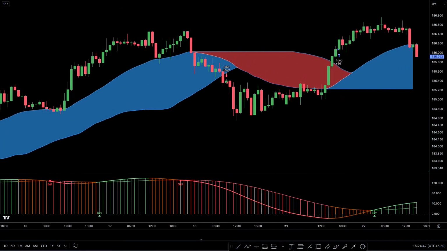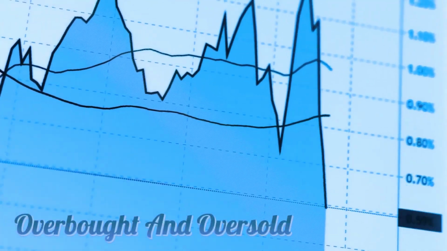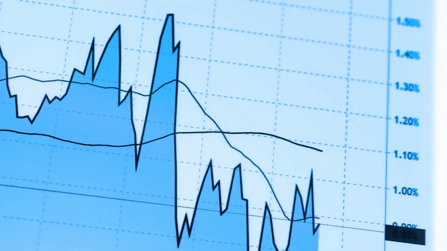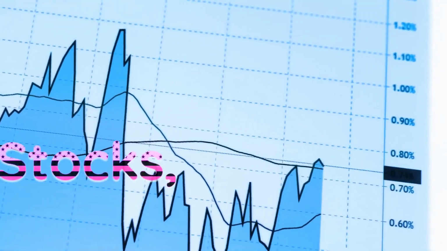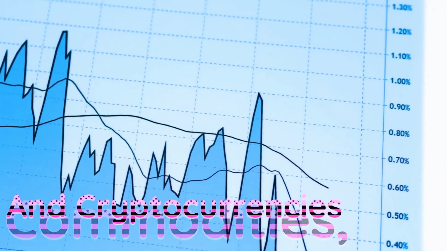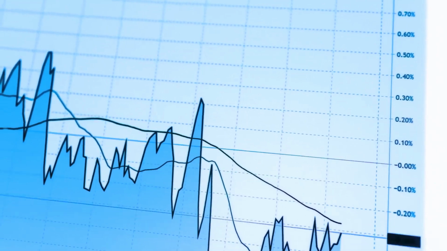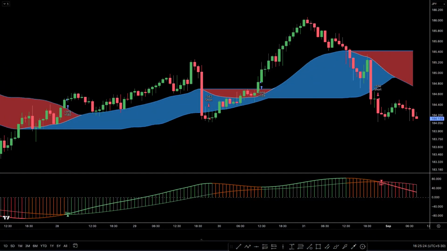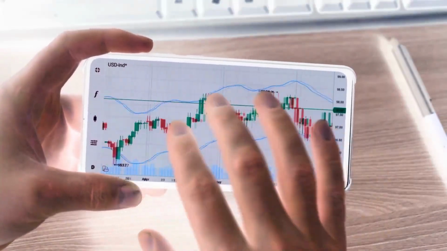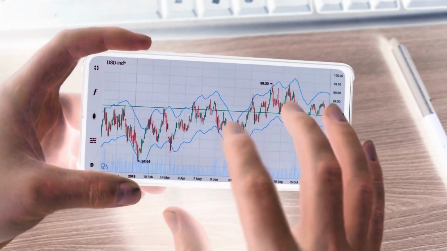This is where the overbought-oversold indicator comes into play. The overbought and oversold strategy is a popular trading strategy used in various financial markets, such as stocks, forex, commodities, and cryptocurrencies. It is based on the idea that when the price of an asset reaches extreme levels, it is likely to reverse direction, providing trading opportunities. Traders often use technical indicators to identify overbought and oversold conditions in the market.